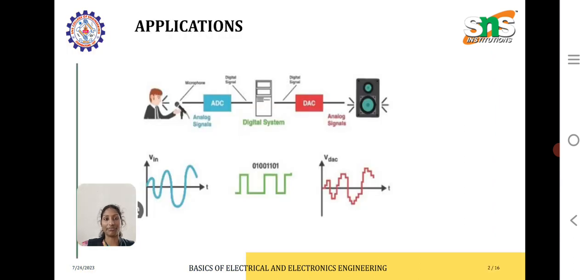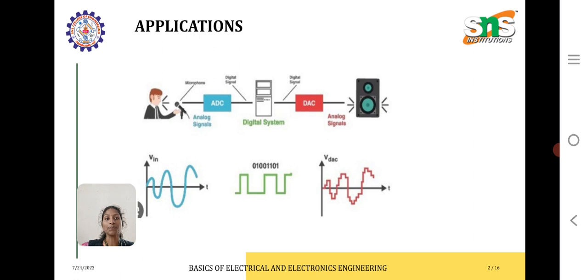The applications of ADC. A person is talking using a microphone, which is an analog signal, and the output will be something we have to hear. It is a speaker. So this voice signal, this analog signal, is converted to a digital system to transfer to some place, and again this digital value should be converted to an analog value in order to be heard by a human being. So this is the basic application of analog to digital converter and digital to analog converter.